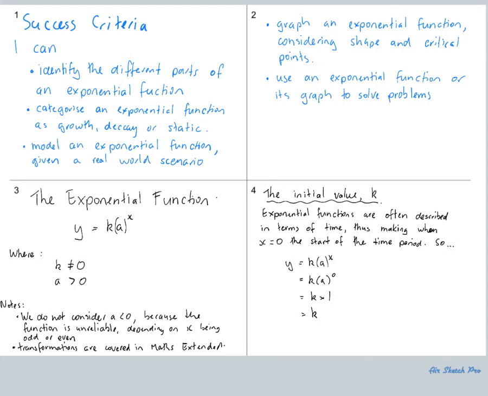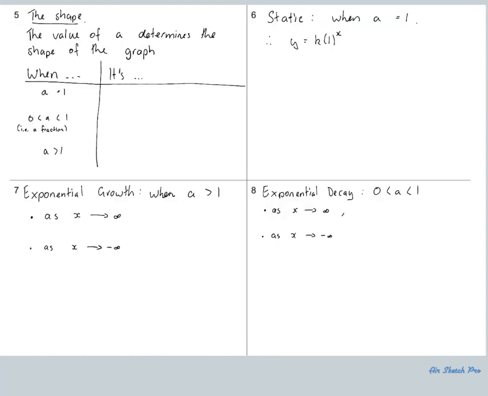Okay, so next slide set. The second thing to consider is the shape of the graph. Now, on the whiteboard, so we can't see it here on the AirSketch show here, but on the whiteboard, you can see what kind of shapes we're looking at for an exponential graph. We're going to draw them in a second. But what determines that shape, sorry, is the value of A, okay?